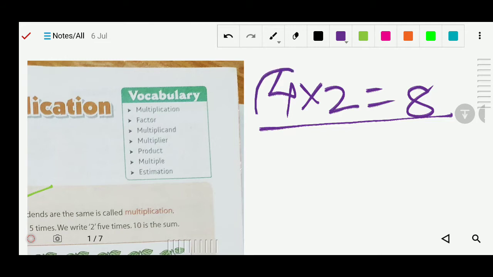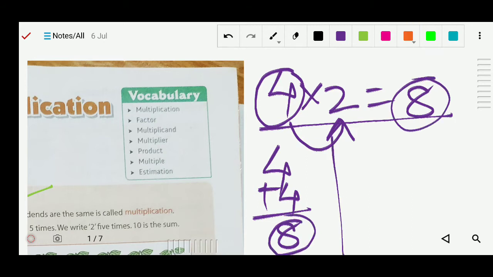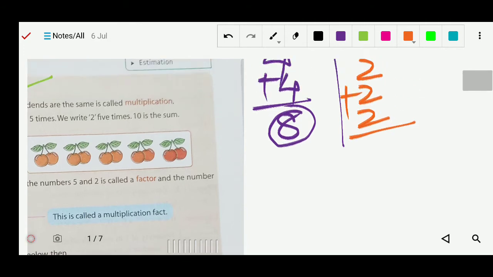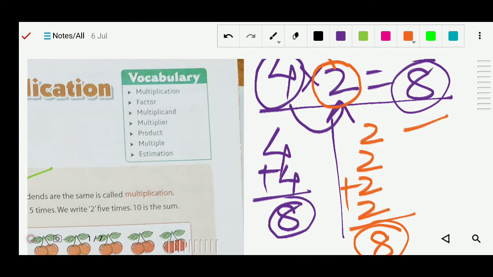This 4, how many times will we add? 2 times we will add. So 4 plus 4. What is the answer? 8. You can see we got the same thing. We can also add this 2, 4 times. So 2 plus 2 plus 2 plus 2. What is the answer? 2 plus 2 is 4, plus 2 is 6, plus 2 is 8. So the answer is 8. Here you can see we solved this question with the help of repeated addition. So what is multiplication? It is a repeated addition.